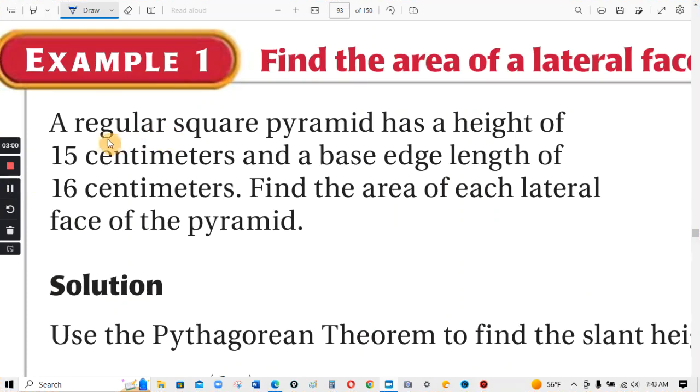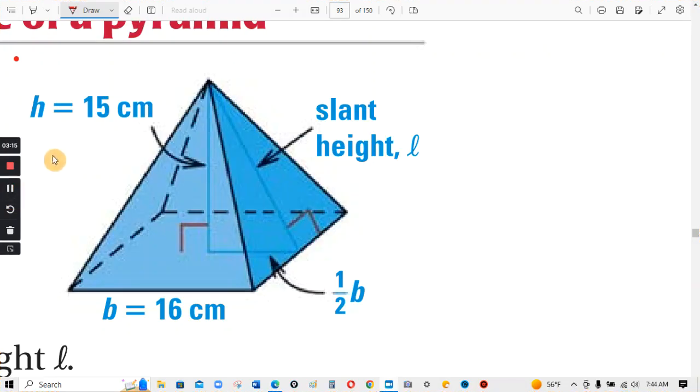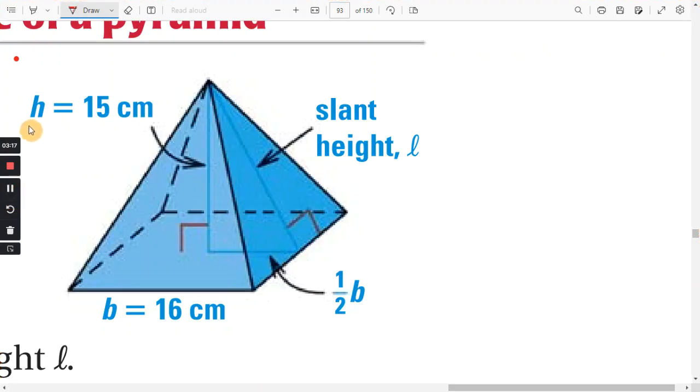Example 1, a regular square pyramid has a height of 15 centimeters and a base edge length of 16 centimeters. Find the area of each lateral face of the pyramid. Okay, they said the height of the pyramid is 15 centimeters. So that starts at the vertex of the pyramid and runs inside the pyramid, and it is perpendicular to the base.